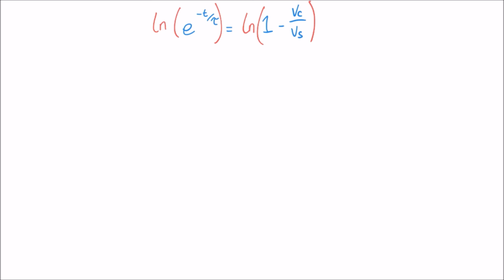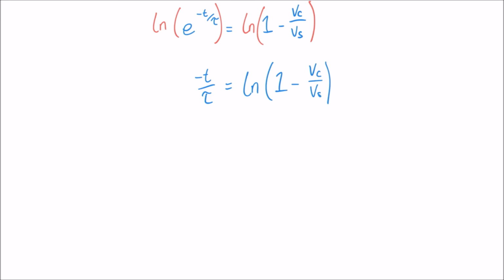So when we do that, on the left-hand side, the logarithm and the exponential cancel out, and it leaves only what was the power of the exponential, minus t over tau. So on the left-hand side, I'm just left with minus t over tau. It's no longer a power now, it's just a normal fraction. And on the right-hand side, we're left with what we had there, the logarithm of 1 minus Vc over Vs. The natural log on the right-hand side there.